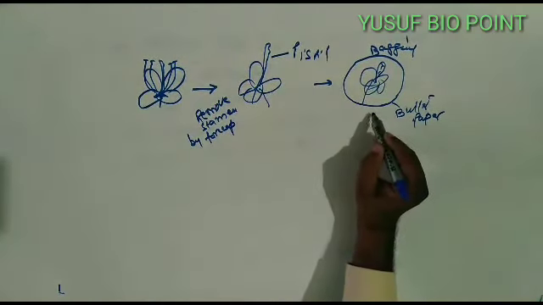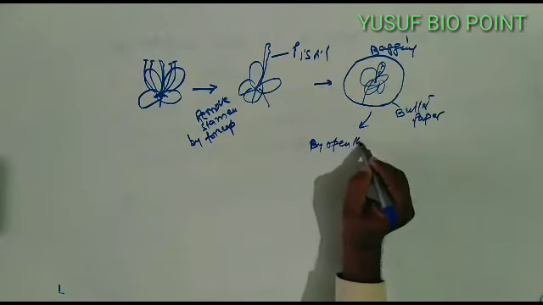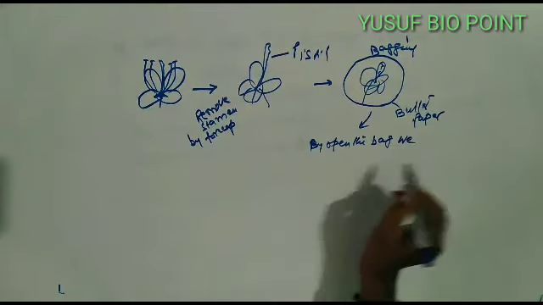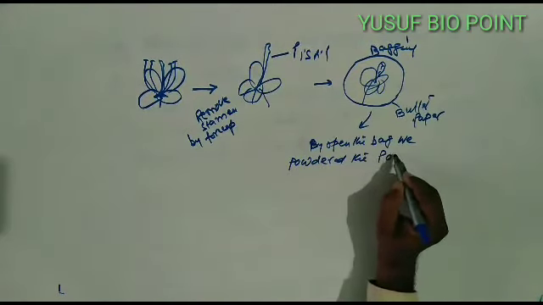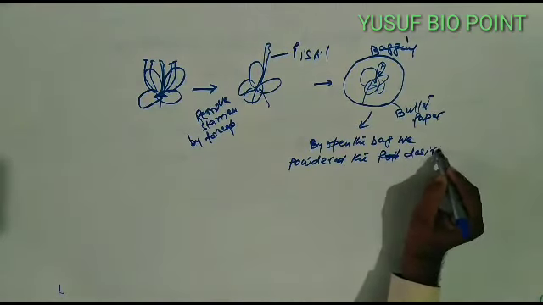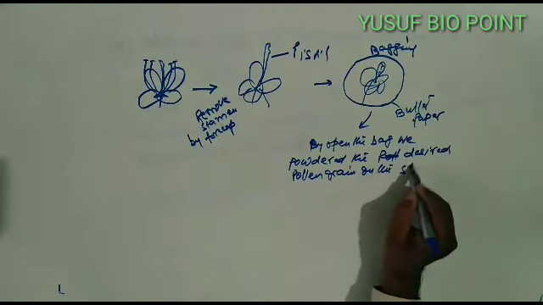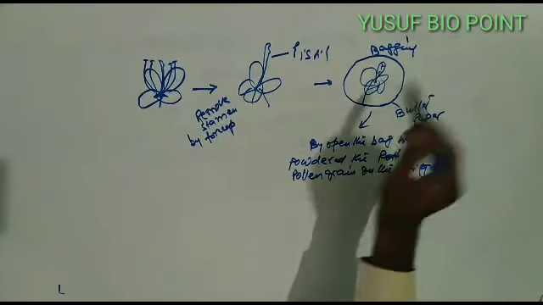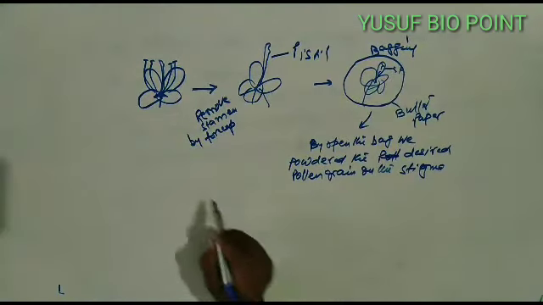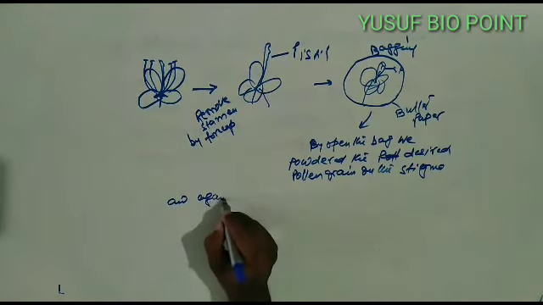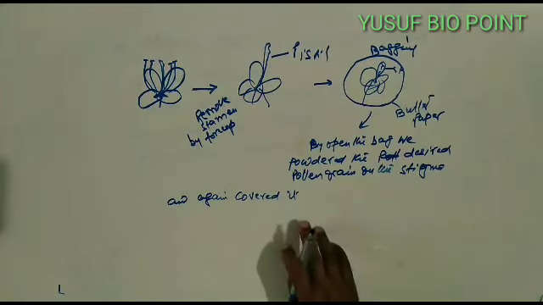Now after that, when it has matured, we open the bag and powder the desired pollen grains on the stigma. We open it and powder the desired pollen grains on the stigma, and again cover it for the maturation and fertilization.